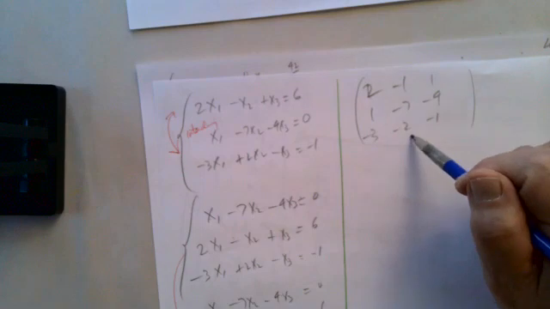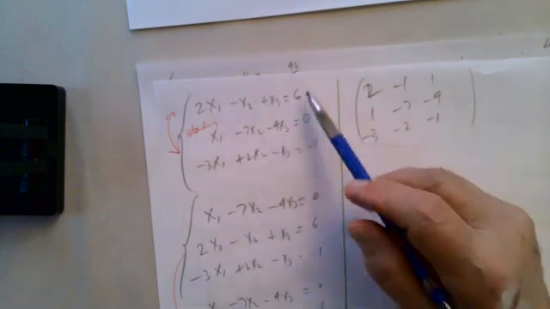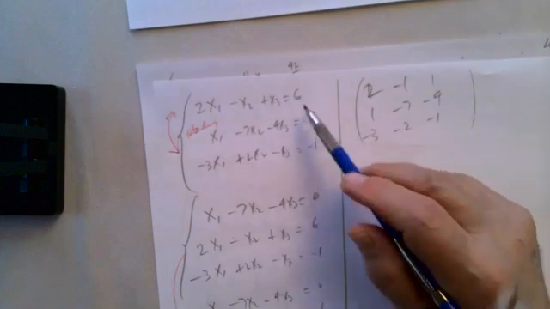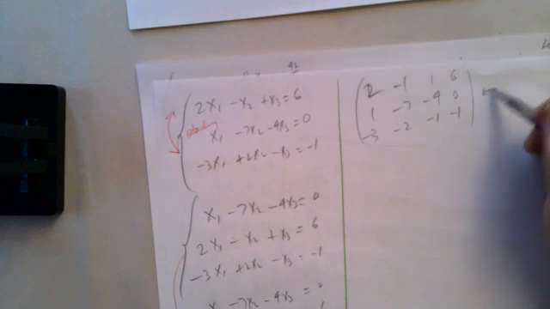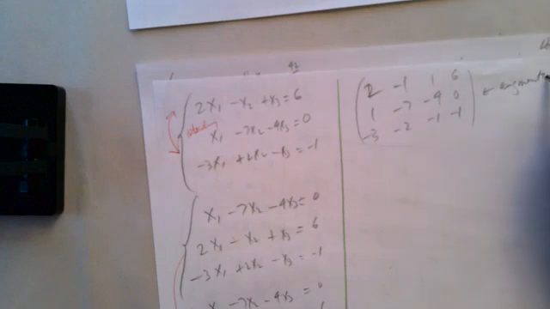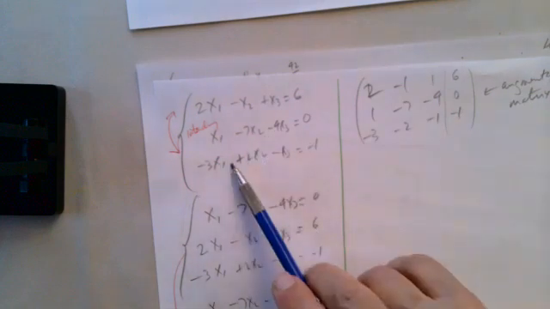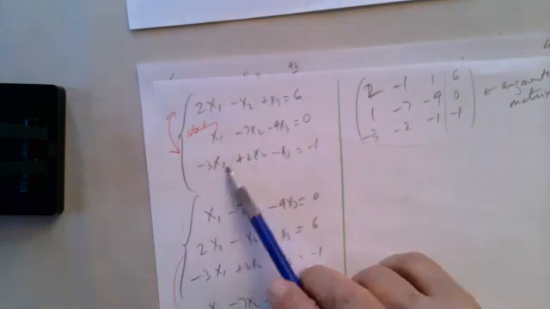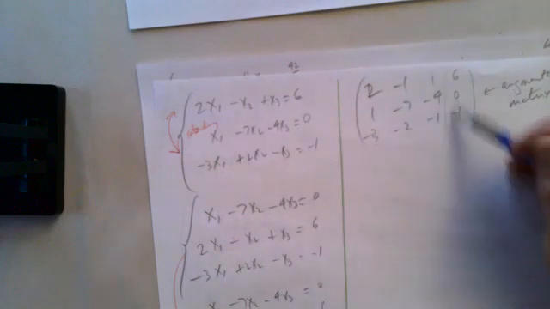So this is the matrix of coefficients of the system of equations. But I also have the right-hand side, 6, 0, minus 1, and I add that column. So this is called the augmented matrix. The matrix, in a certain sense, that we're starting with is a 3 by 3 matrix of coefficients, and we augment or add to it by adding the right-hand column.